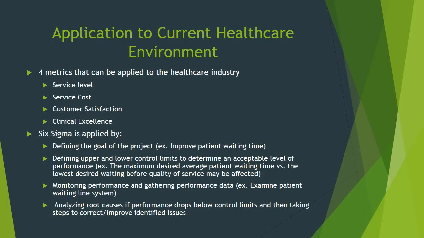Six Sigma is applied by defining the goal of the project, example improve patient waiting time. Defining upper and lower control limits to determine an acceptable level of performance, example the maximum desired average patient waiting time versus the lowest desired waiting before quality of service may be affected. Monitoring performance and gathering performance data, example examine patient waiting line system. Analyzing root causes, if performance drops below control limits, and then taking steps to correct/improve identified issues.